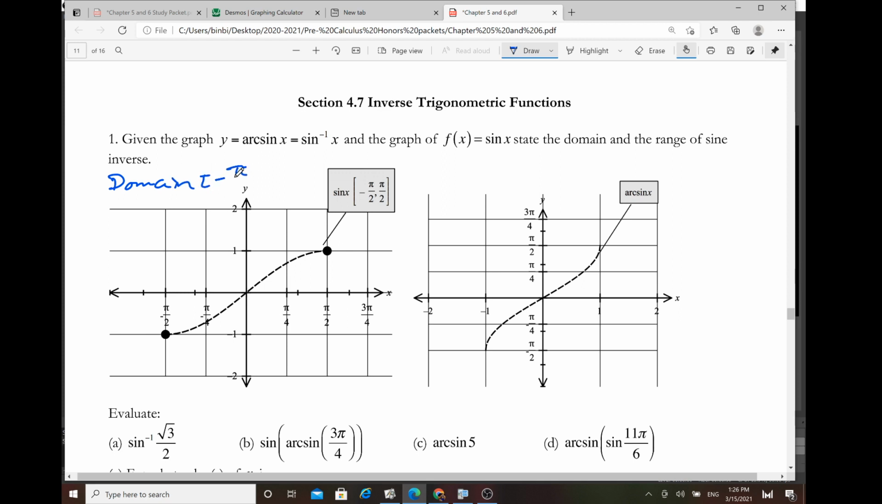They're both included. And then for the range, the range would be negative 1 to 1. Okay, negative 1 to 1. This one is just for the sine curve.